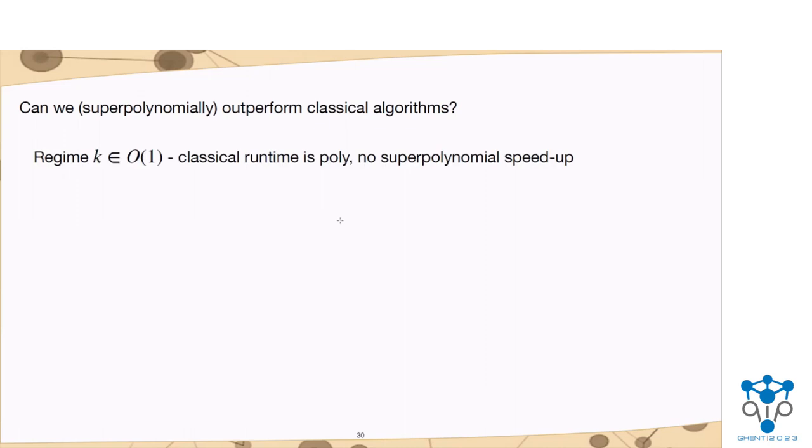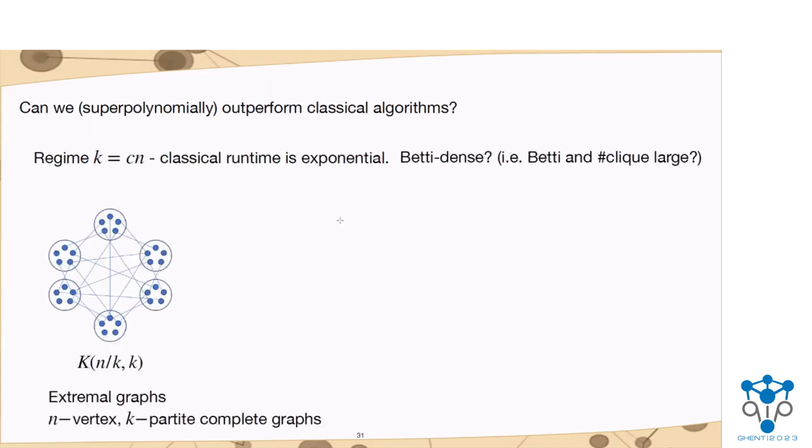So first of all, the algorithm is always going to scale with n, the number of vertices, but also the dimension of the hole we're inspecting. This is the parameter k. If that thing is constant, classical runtime is polynomial, no super polynomial speedup. If I take the next natural thing, and that's a linear scaling of k in the total size of the graph, it was not clear.